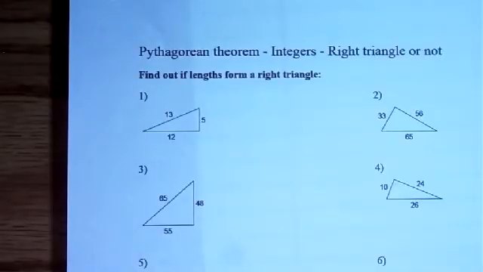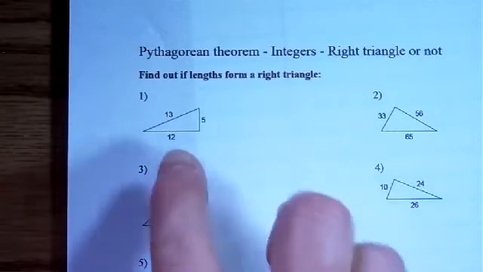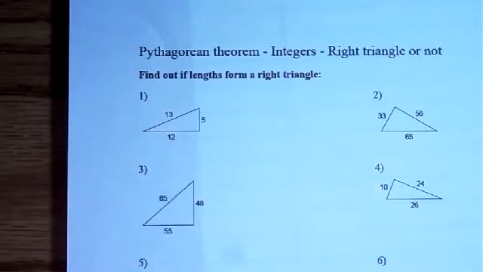This video is going to go with the assignment that says Pythagorean theorem, right triangle or not. In this video, they're going to give you triangles that have the measurement of all three sides given. What we have to do is decide if that triangle is a right triangle, or if it could be an obtuse or acute.